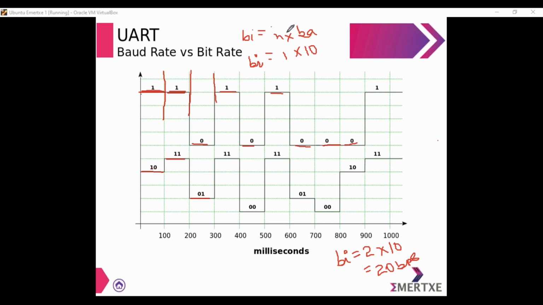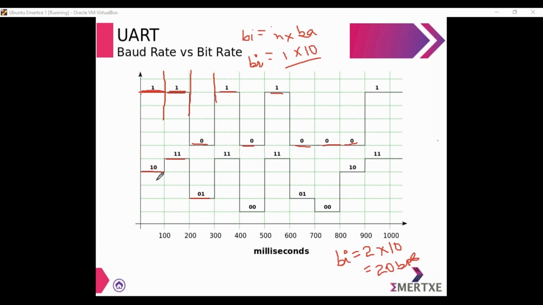So bit rate is nothing but n multiplied by baud rate. Baud rate means the number of symbols you are transmitting per second. In the first scenario, I have 10 symbols being transmitted per second, so baud rate is 10 symbols per second, and each symbol is made up of a single bit. So bit rate is 1 multiplied by baud rate. So bit rate and baud rate are the same in the first scenario.